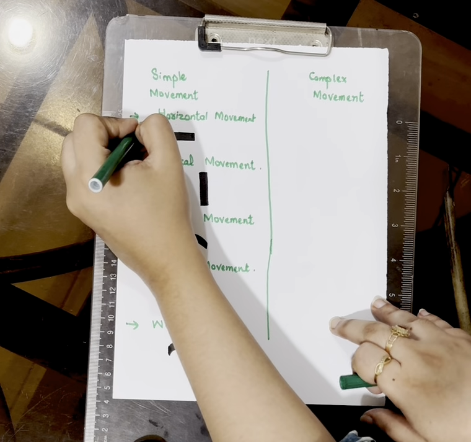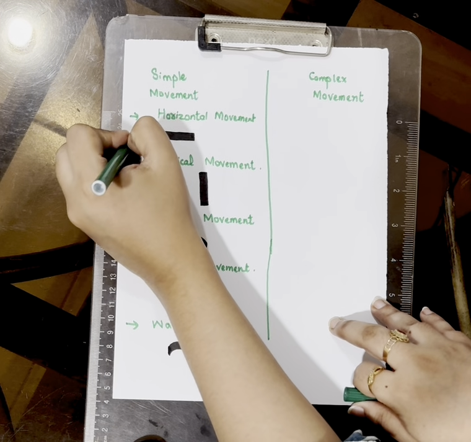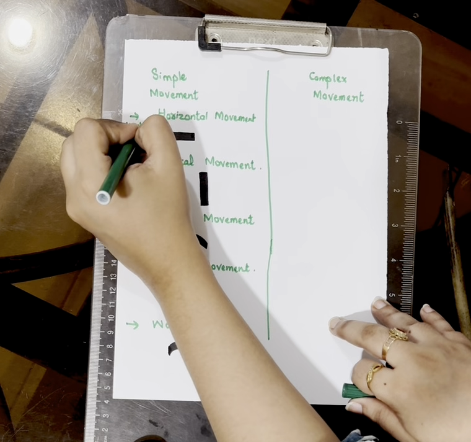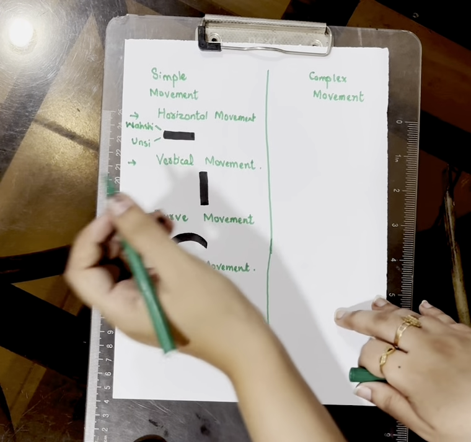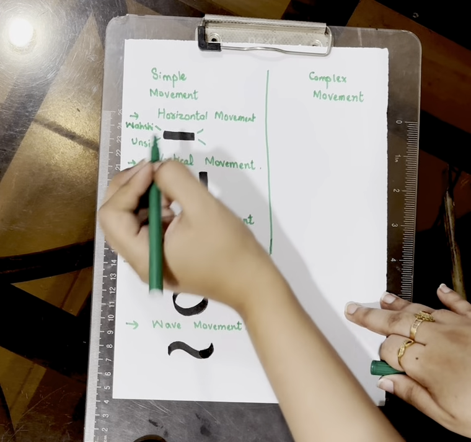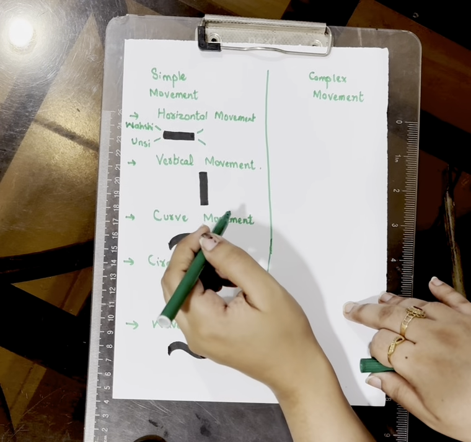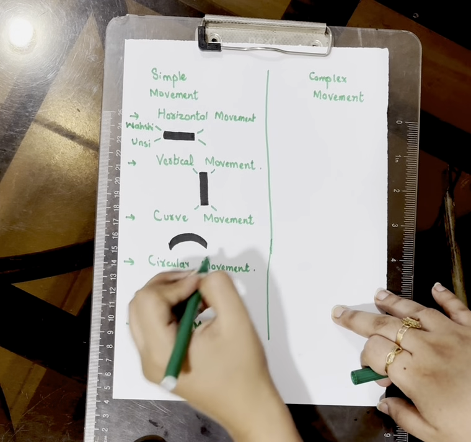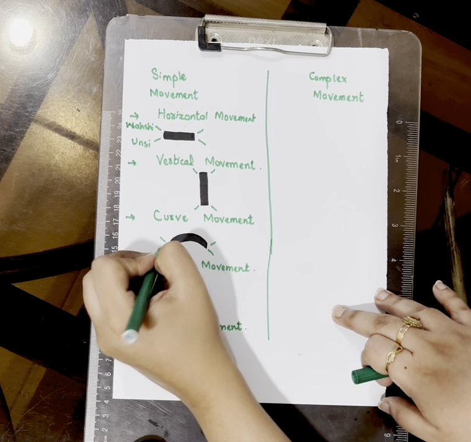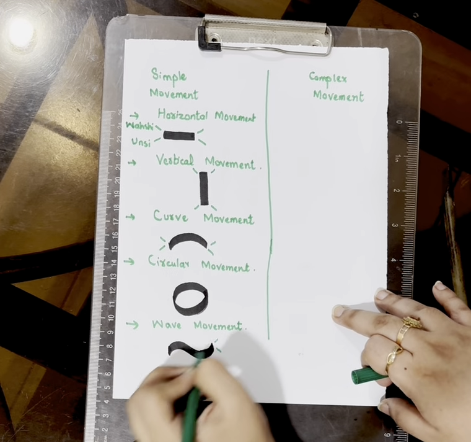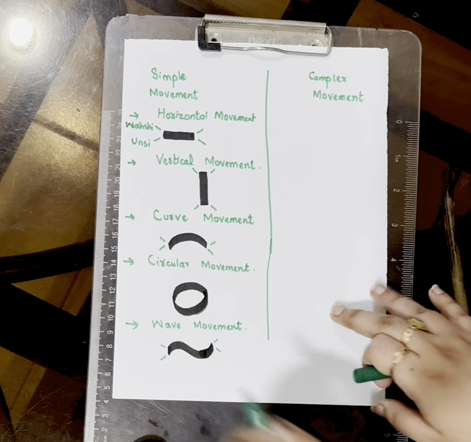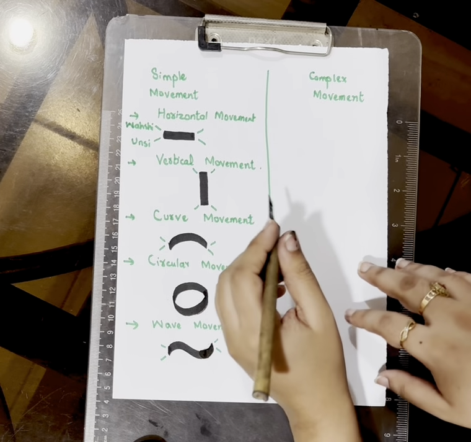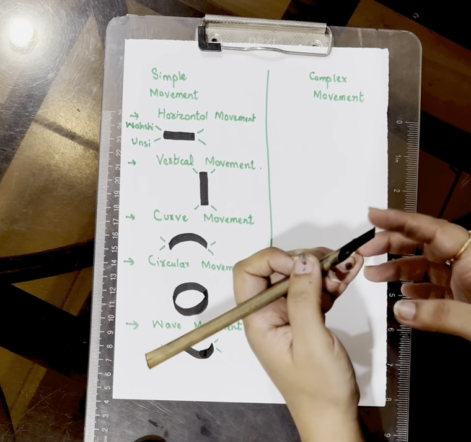This is the unsi. This is the washi. You see the clear difference between unsi and washi. In this, unsi and washi, unsi and washi. But in the complex movement, you cannot easily differentiate the unsi and washi.